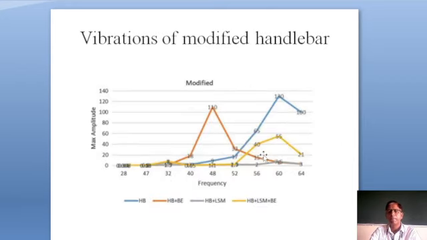Now these are the vibration levels for the modified handlebar. Here also four different mountings are provided, and here you can see that the maximum vibration level is around 130 meter per second square for 60 hertz frequency. So from these graphs we can clearly see that the vibration levels have reduced considerably in the modified handlebar compared to the stock handlebar.